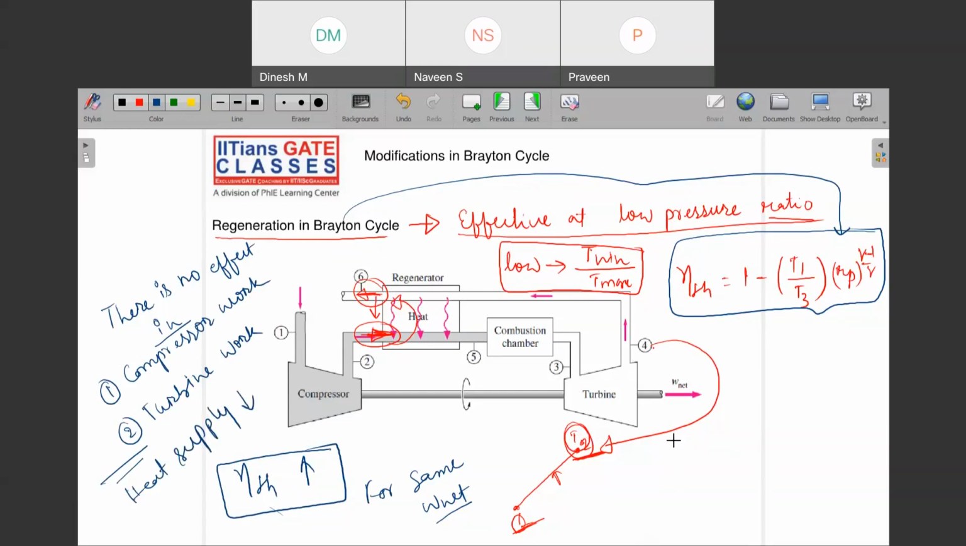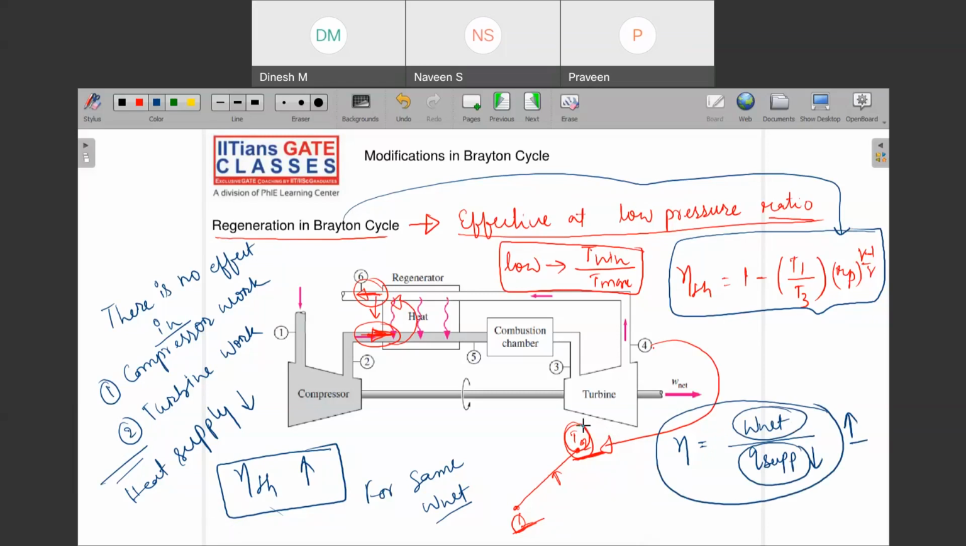Then if I compare the thermal efficiency, thermal efficiency is nothing but W net upon Q supplied. If this Q supplied gets decreased, then this thermal efficiency will increase, but provided that you are getting the same W net. Okay, clear to everyone?